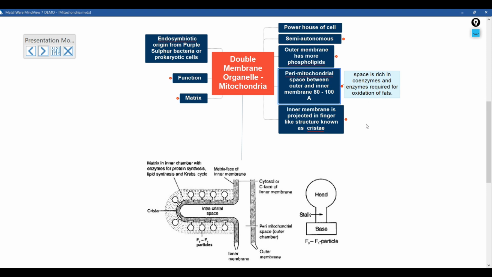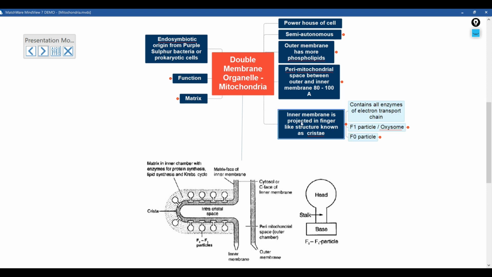Now we have the inner membrane. In the diagram also we have seen that the inner membrane has finger-like projections, and those finger-like projections are called cristae. It contains all enzymes of the electron transport system, because in the inner membrane the electron transport system is there. We can see in this diagram also. So this is the inner membrane, right? And in this inner membrane the respiratory molecules are present, right? And within the inner membrane, there is the oxysome. You can see this is the structure of the oxysomes.